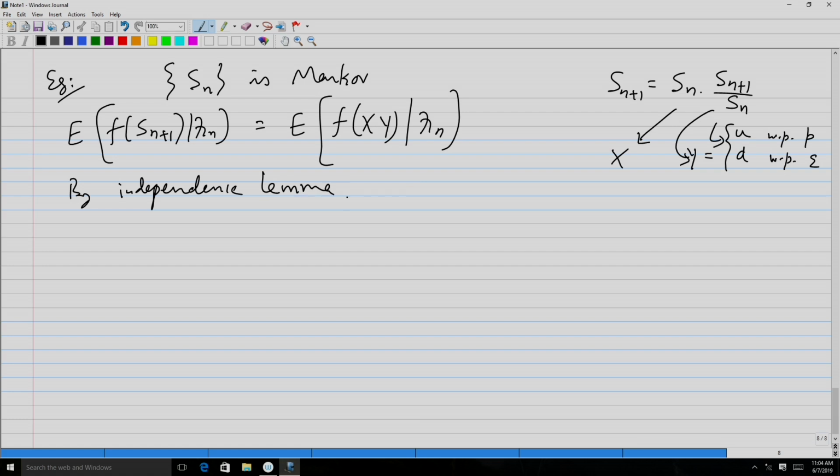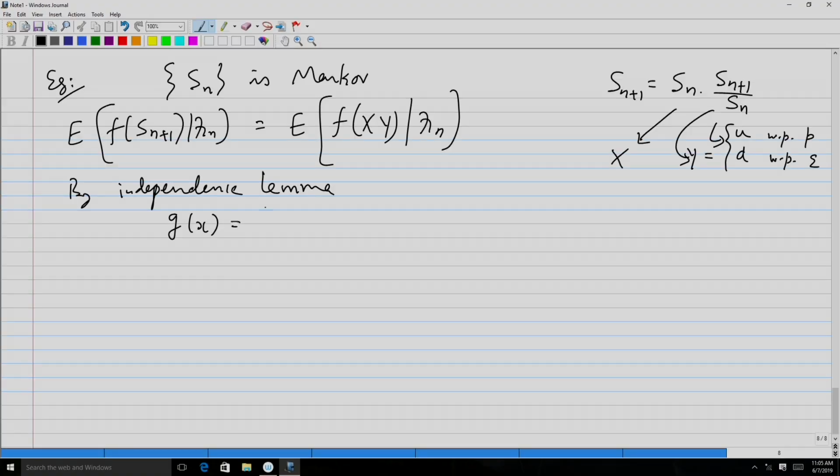lemma, because now we have expressed this quantity in terms of two random variables x and y, one of them is measurable with respect to F_n, the other is independent of F_n, right. So, now I can apply the independence lemma to get the function g(x), which is the expectation of f(x, y), right. So, this quantity, when y is independent of F_n, expectation of f(x, y) given F_n would be simply the expectation corresponding to the random variable itself, because it is independent of F_n. So, that is from where this comes.